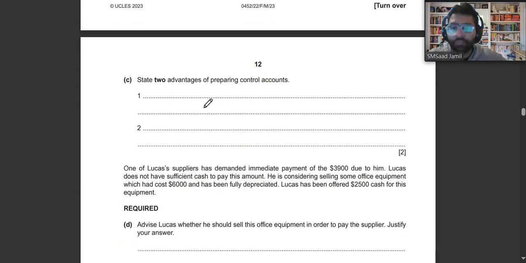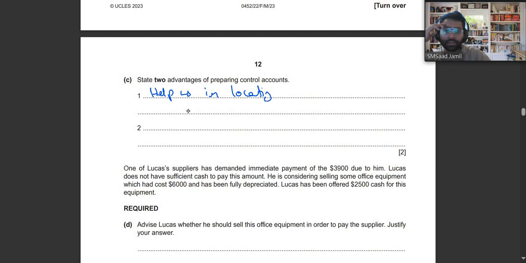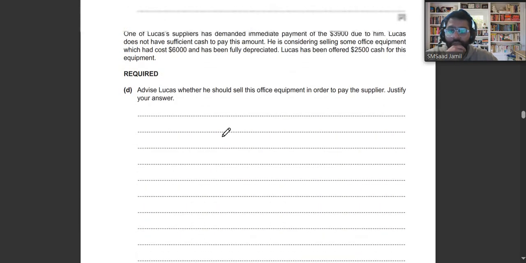So now it says tell us two advantages of preparing control accounts. Look, first of all, control accounts help us in locating errors. Control accounts do what? They help us in locating errors. Secondly, control accounts can help us to reduce fraud. I know my writing is bad, that's why I'm saying everything out loud. Please forgive me. Okay, next question.